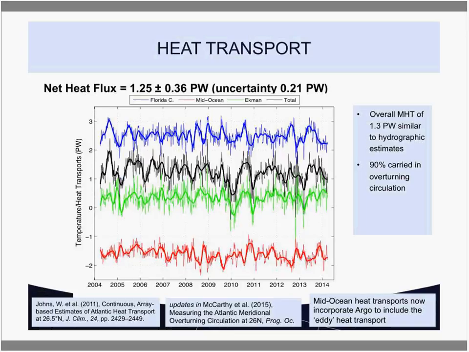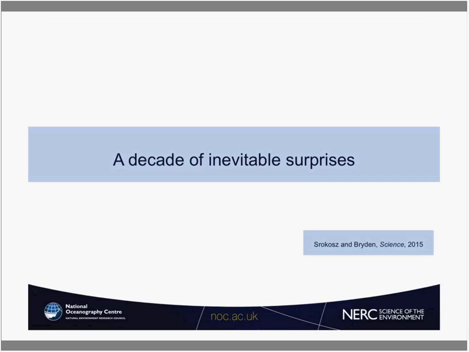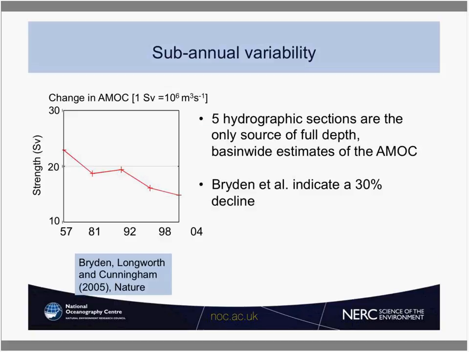About 9% of the heat transport is in the overturning circulation. So if you measure the overturning circulation, you're really measuring the heat transport, at about 1.3 petawatts. I think this figure was 1.25. Going through a couple of the results.